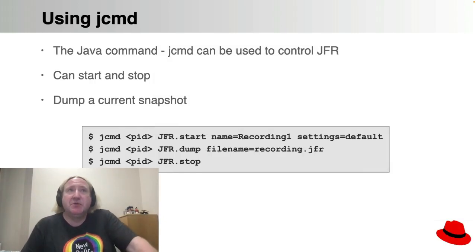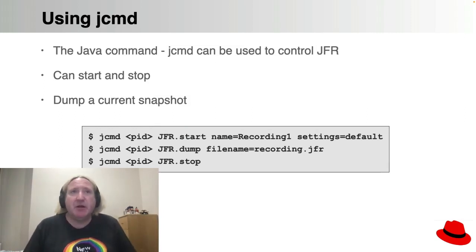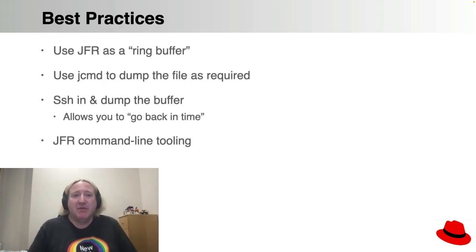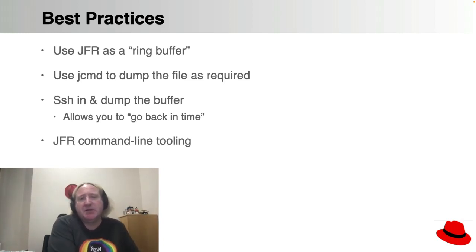Now, there is a command called JCMD. JCMD is used not just to control JFR, but it can be used to control many aspects of the Java virtual machine. So if you're on the machine's console, you can start and stop and control JFR from the command line. Again, this is not really that useful for containers and for DevOps, because in many cases, with modern containers and modern deployments, you can't log into the machine. So how do you get into it in order to issue the command, in order to start the recording?